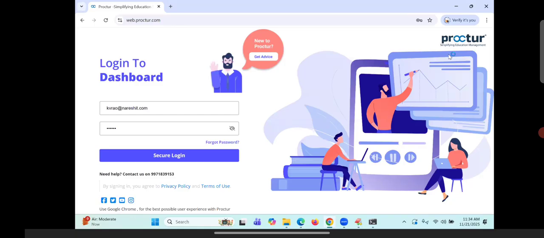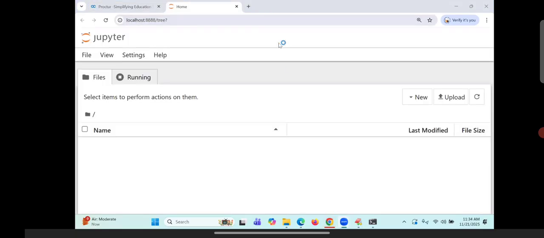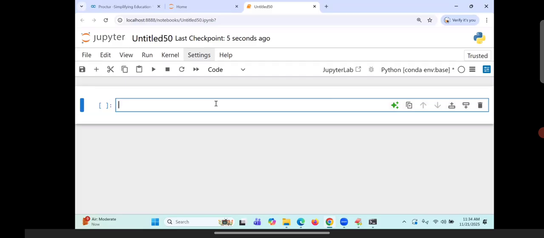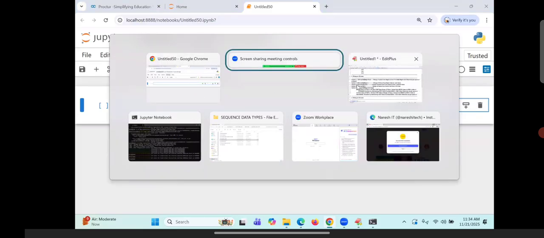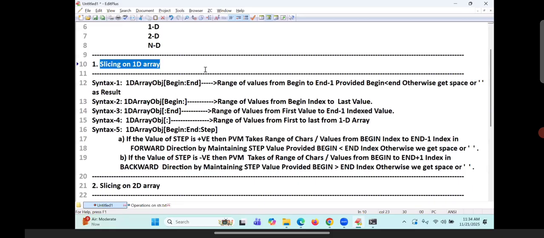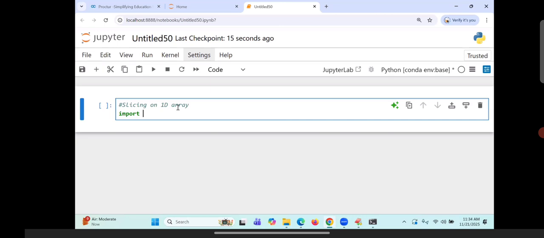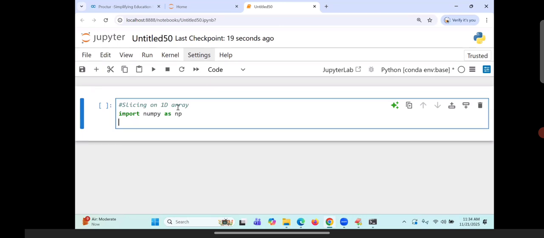Go to the place, new here. I am going to take an ndarray object. Here I am going to enter slicing on 1D array. A is equal to, import numpy as np. So there I am taking A is equal to np.array of some values, you take students: 10, 20, 30, 40, 50, 60, 70, 80, 90.